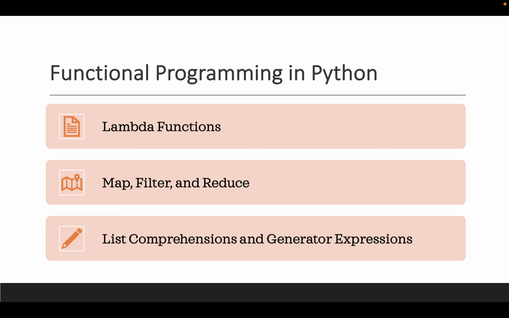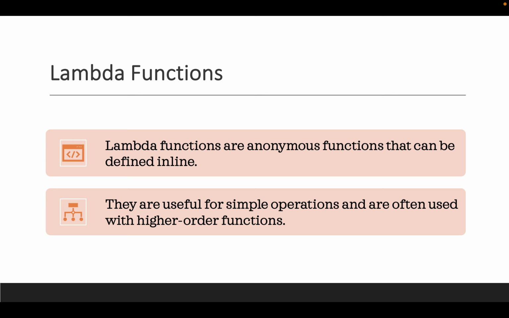Now we go to some particular aspects of functional programming in Python, namely lambda functions, map, filter and reduce, and list comprehensions and generator expressions. Now we go to lambda functions. Lambda functions are anonymous functions that can be defined inline. These are short functions but very useful in many scenarios. And these are particularly useful in case of higher order functions which actually take another function as input.